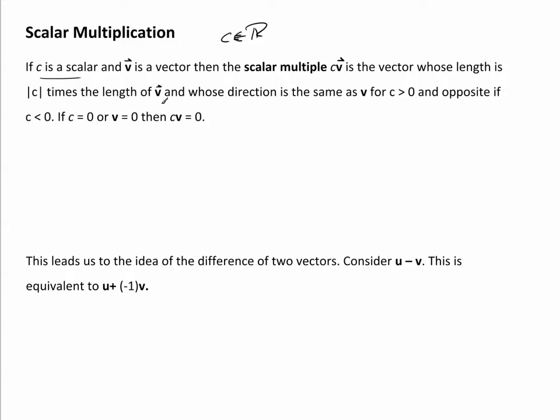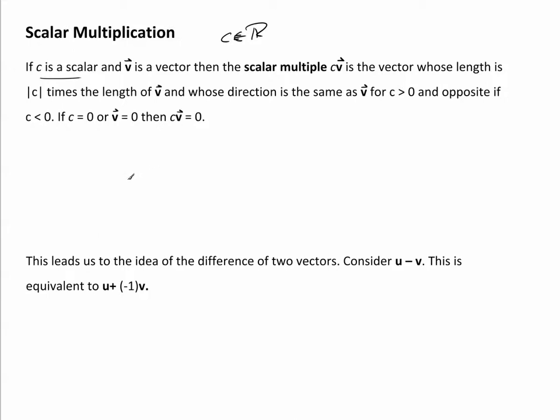Again, v is this vector. And whose direction is the same as the vector v if c is positive, and it's opposite in direction if c is negative. And obviously if c is 0 or if the vector v is 0, then cv is also going to be 0. So let's take a look at what that means.